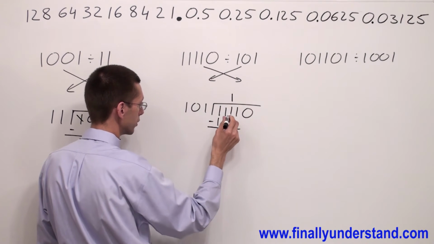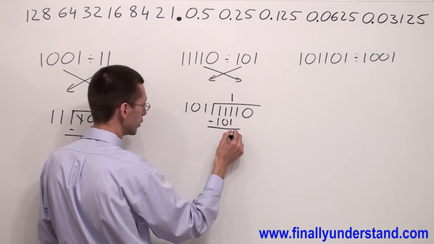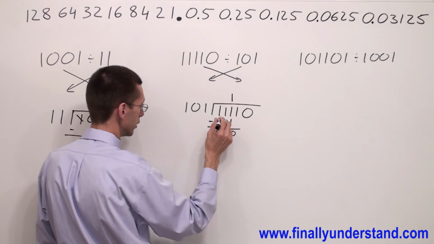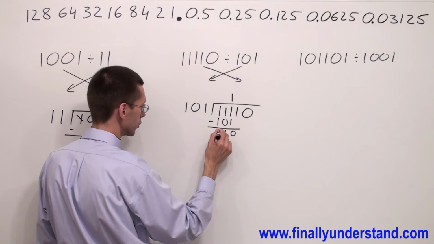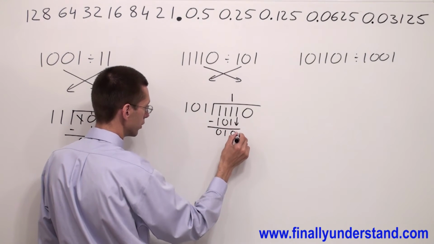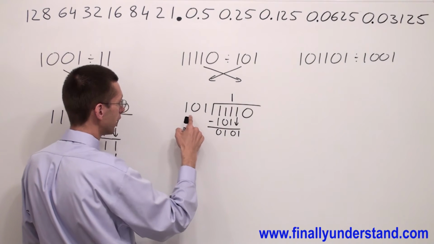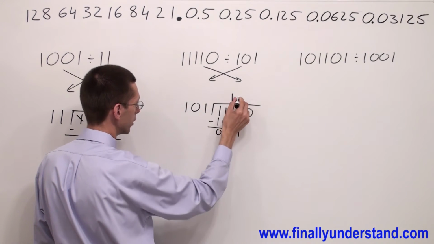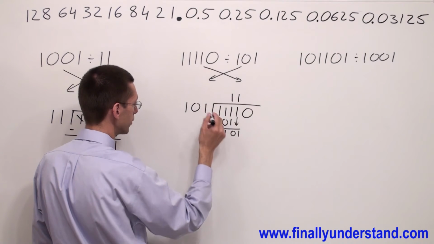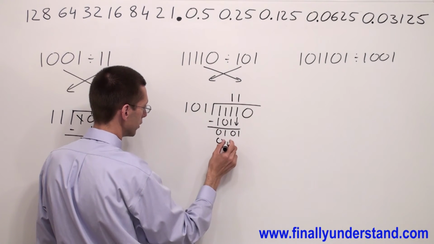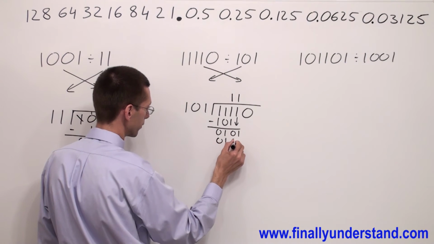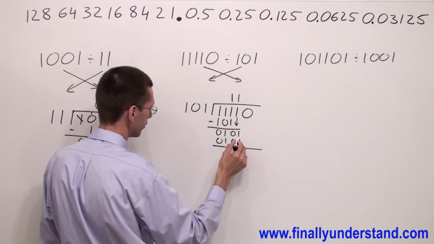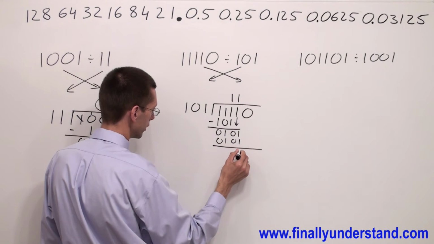Perform subtraction. 1 minus 1 is equal to 0. 1 minus 0 gives me 1. 1 minus 1 gives me 0. Bring down 1. How many times 5 goes into 5? 1. 1 times 5 gives me 5. And I have 1 minus 1 gives me 0.